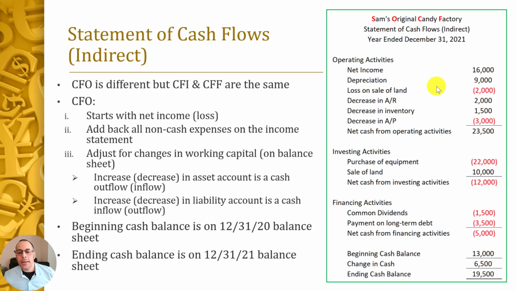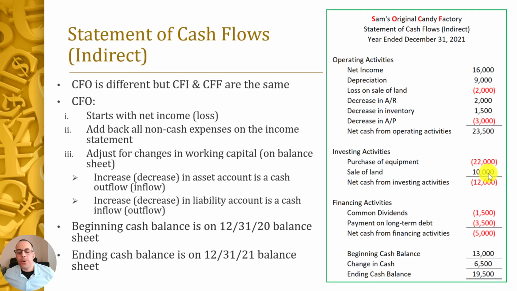It's a lot easier to generate the indirect method report because you could get all the information from the income statement and balance sheet. Regular people cannot create the direct method. Only the accountant for the company has that information. So everything else is identical.